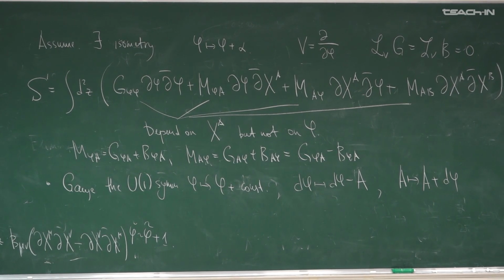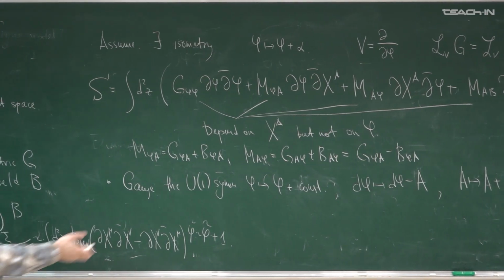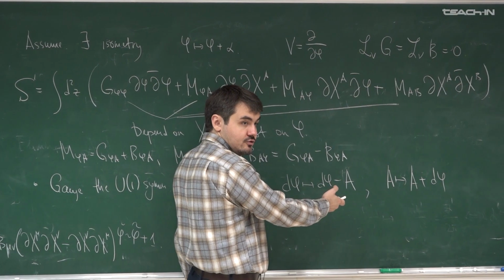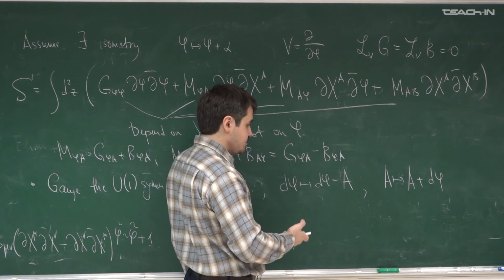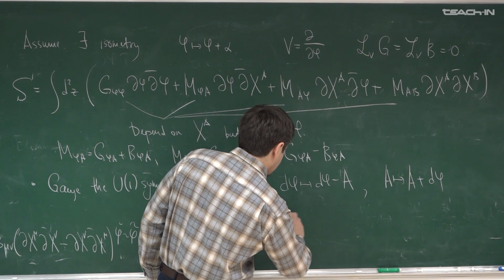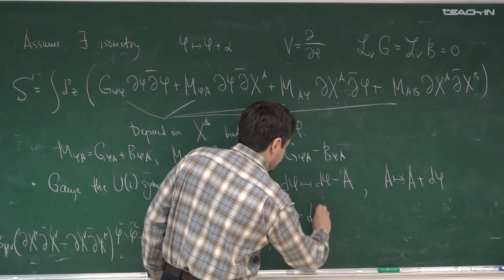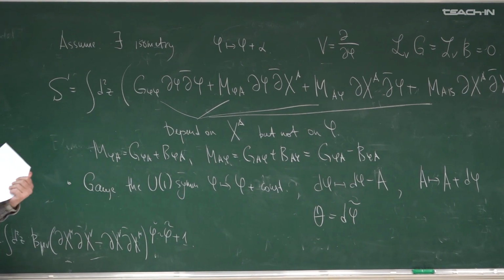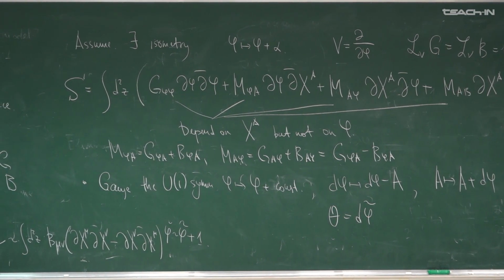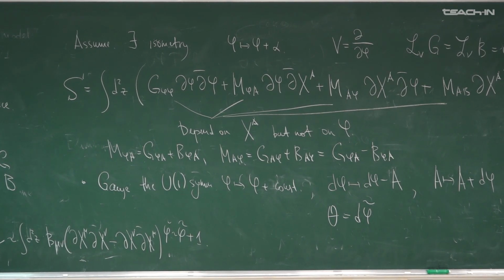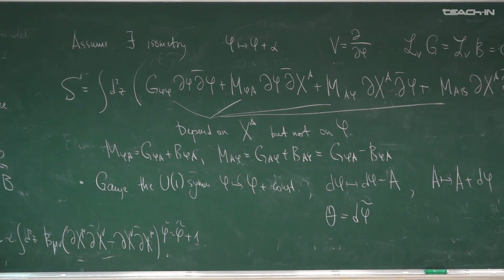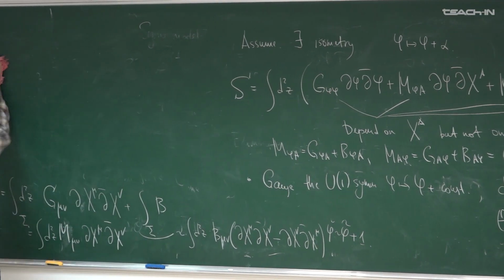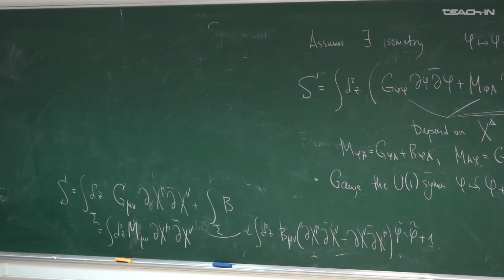And in reality, this procedure just tells you that you can set phi to 0, and just remember that the new variable, new theta, can be written as d phi tilde, where phi tilde has integer windings. And then you integrate over the gauge field, and you get a new geometry of the target space.